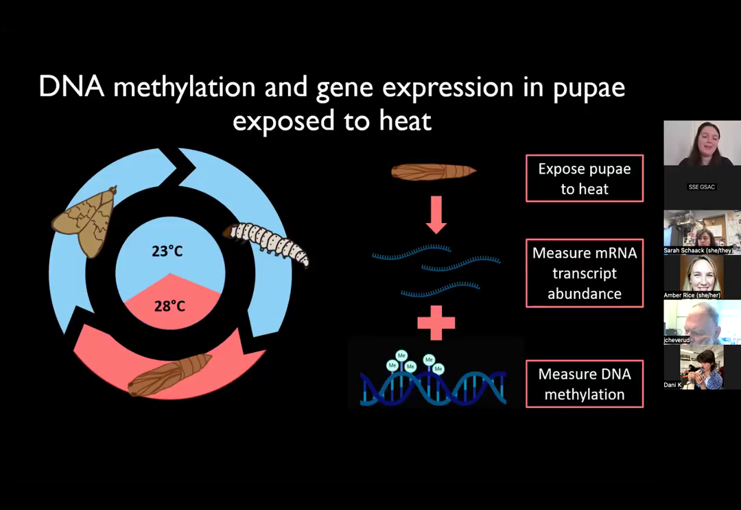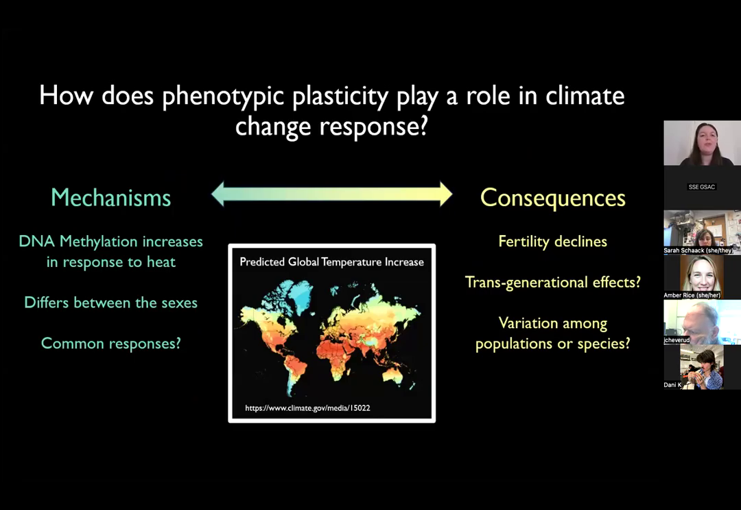And so just to wrap it up, I've really talked about some of the consequences of phenotypic plasticity and climate change. So I was able to observe fertility declines, but there's so many more things that we need to look at in terms of consequences. One of the big ones is transgenerational effects.